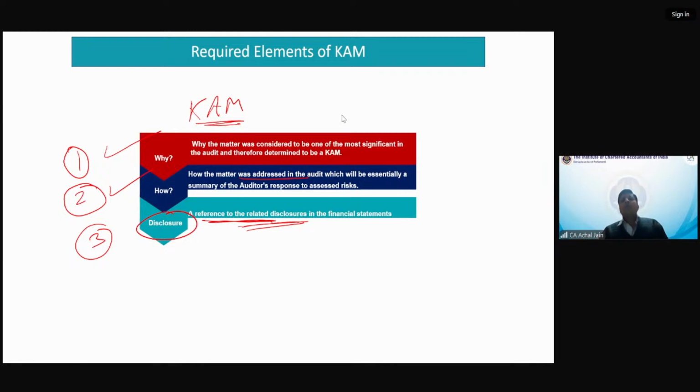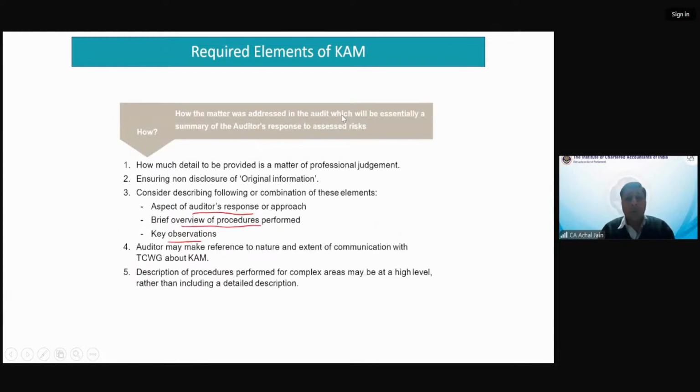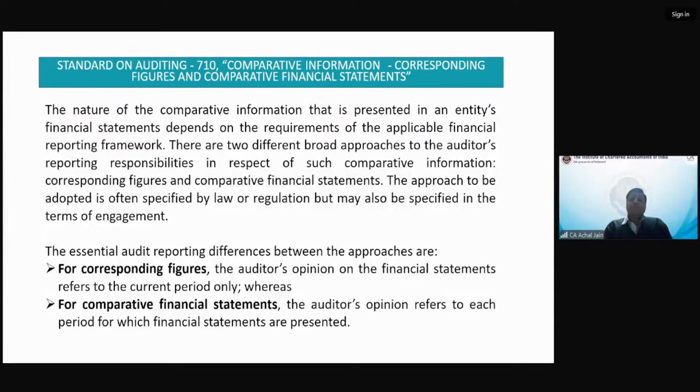All right, so now we'll move on to some more areas, which are more about audit. Not really very specific to the audit report, but because this is all about reporting requirements, they are quite relevant. Now we have this standard, which deals with corresponding figures and comparative financial statements. Let's try to understand about this.